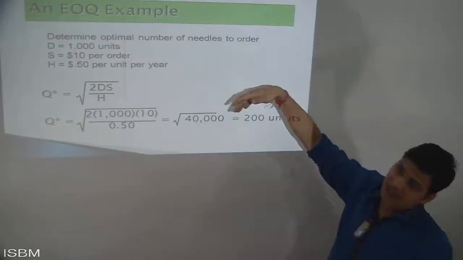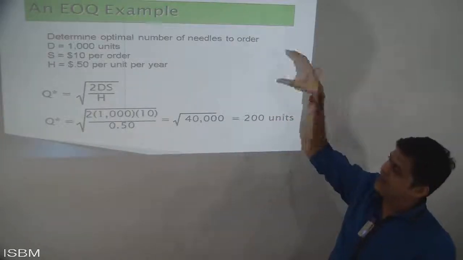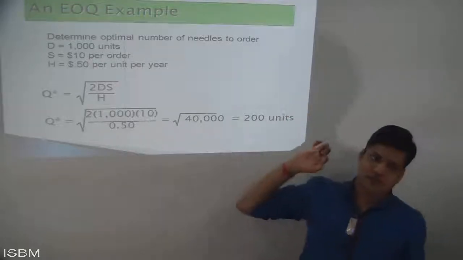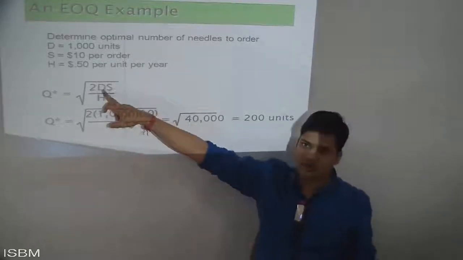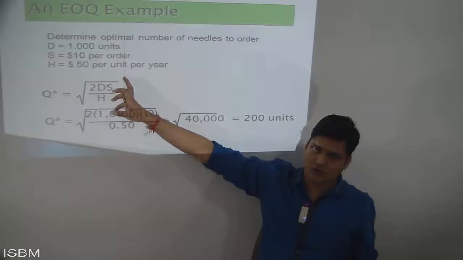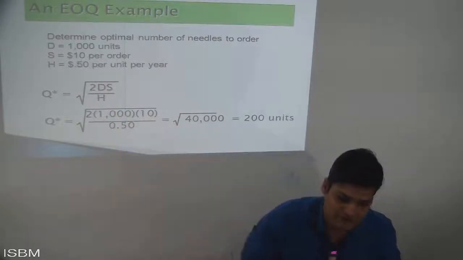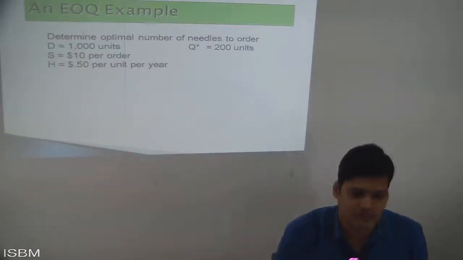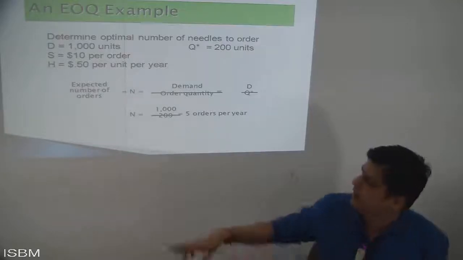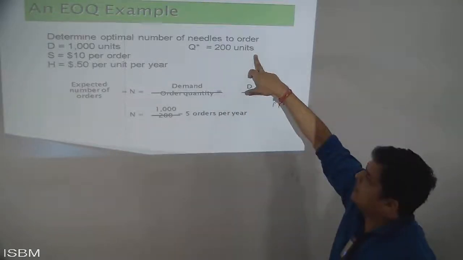So this kind of problem we can solve with the help of this. Everything is given to you. D is demand, S is setup cost, nothing but ordering cost, H is holding cost. Everything is there. So you will get Q star, which is nothing but EOQ, 200.